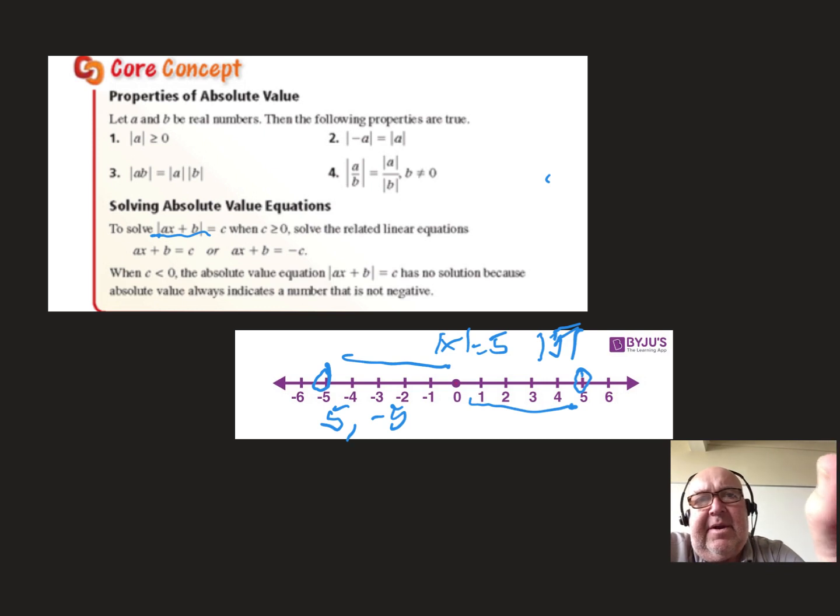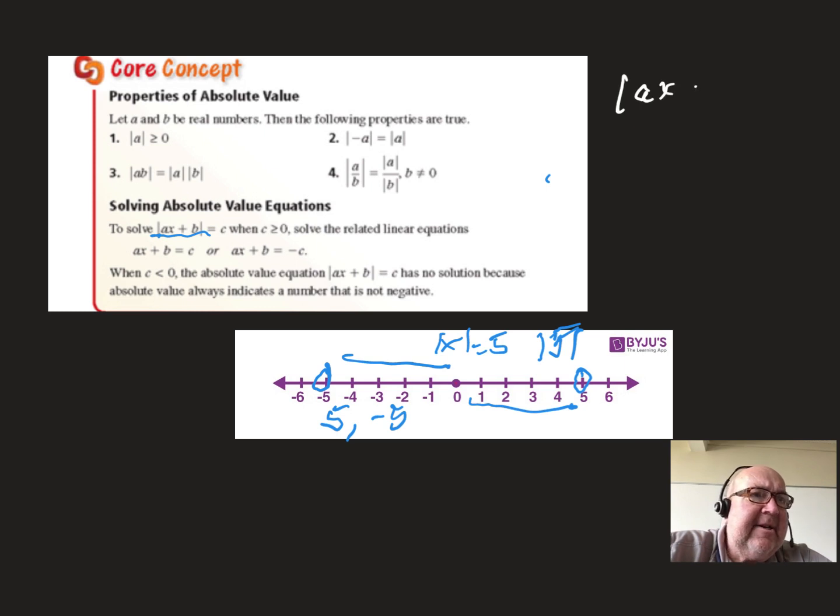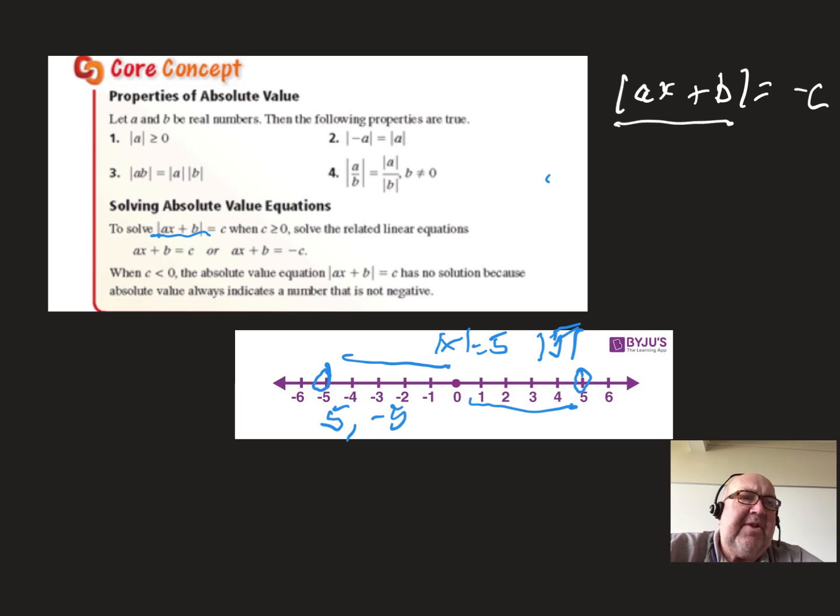If you have something like this, absolute value of ax plus b is equal to a negative c, that is not possible. So anytime you have the absolute value portion of the equation isolated by itself and you have a negative answer on the other side, that will be an instance where there is no solution. That's not possible. You can't have a negative distance. So let's look at a few.